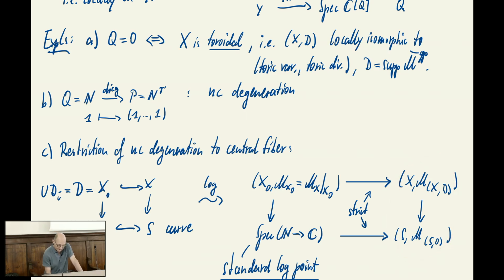So that's that. And then I do a fiber diagram. So I take a base change to this point 0 that will produce a standard log point here, as we saw yesterday. And then some log space that is log smooth over this guy. I didn't say this, but log smoothness is stable under base change. It's almost immediate from the definition.